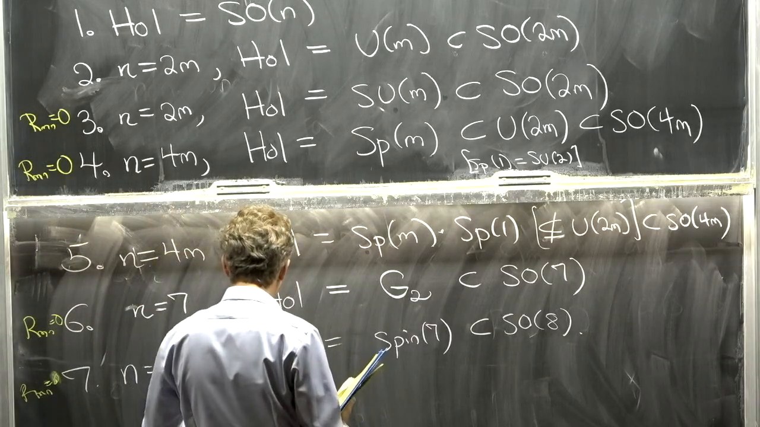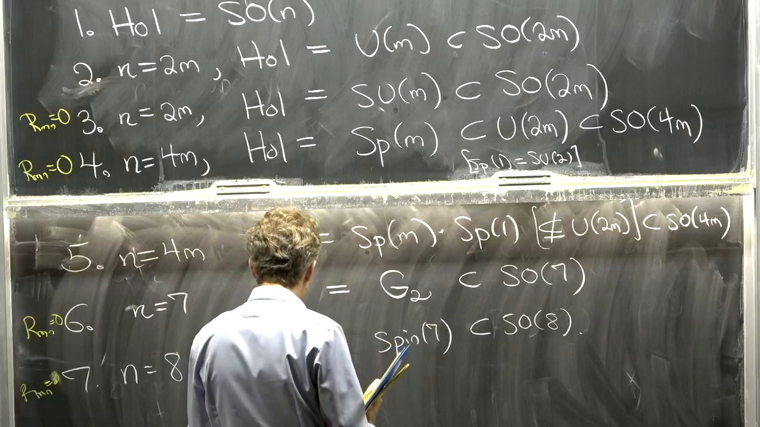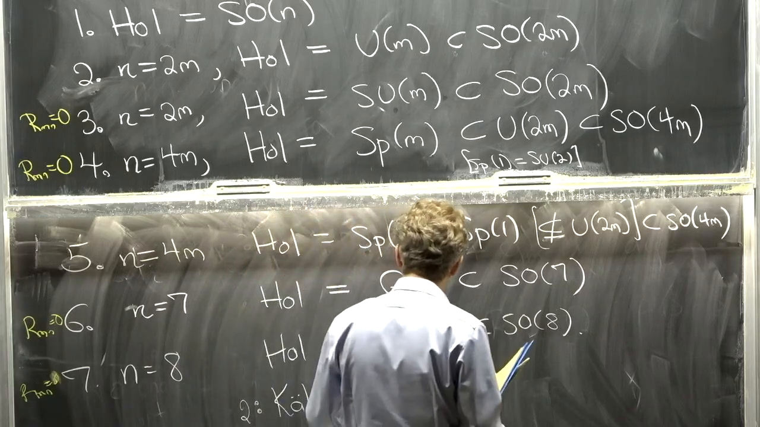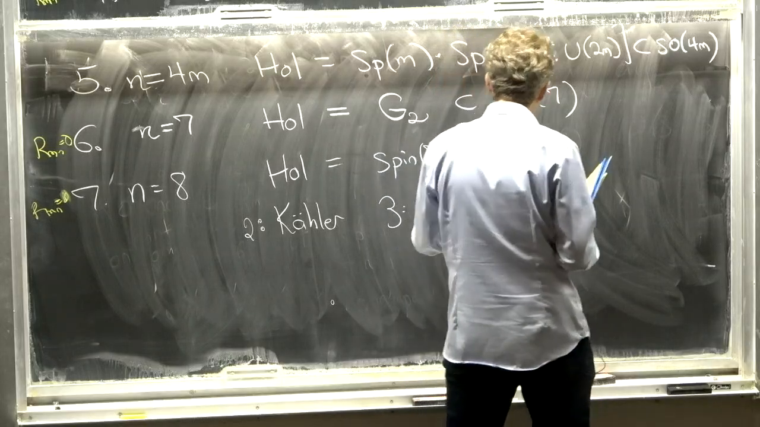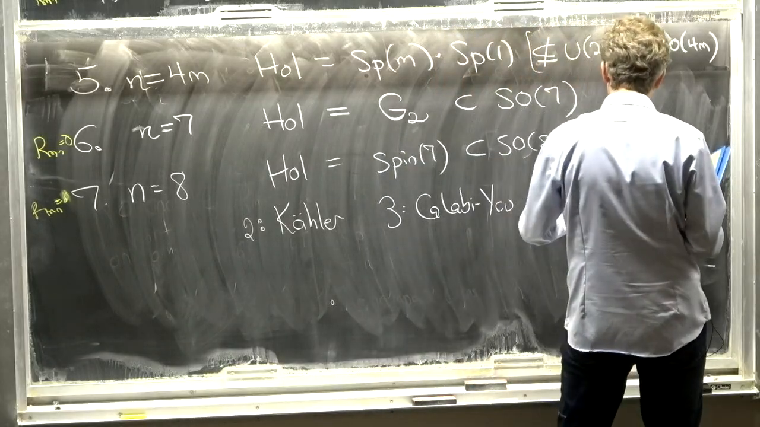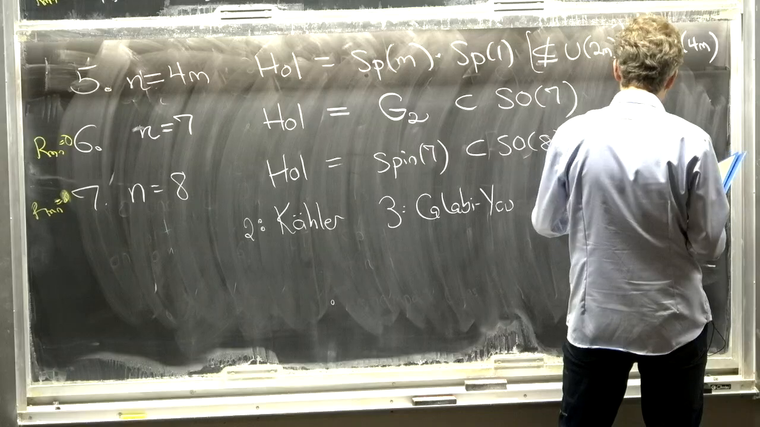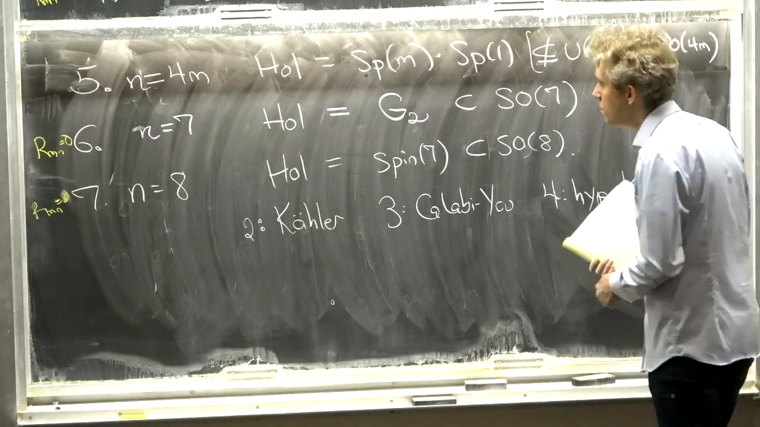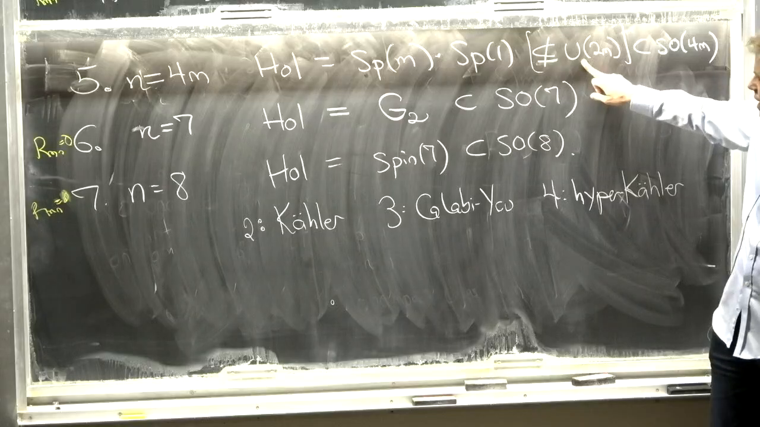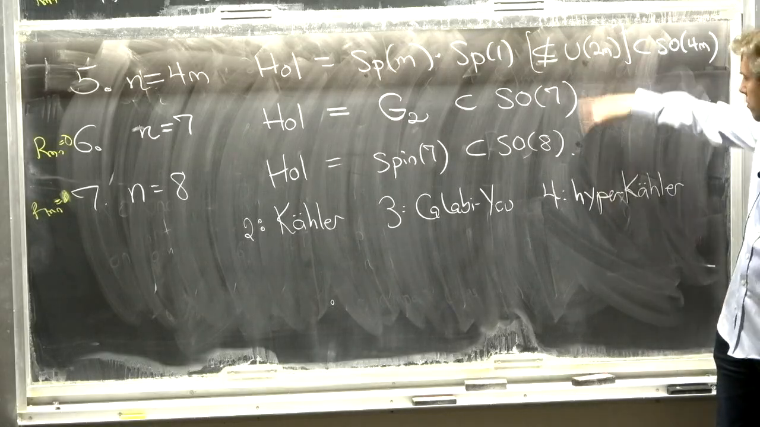So 2 is called Kähler. I'll say a little bit more about Kähler things. 3 is called Calabi-Yau. And 4 is called hyper-Kähler. This is called quaternionic Kähler. This is called G2. That's called Spin(7), but we don't need those ones.